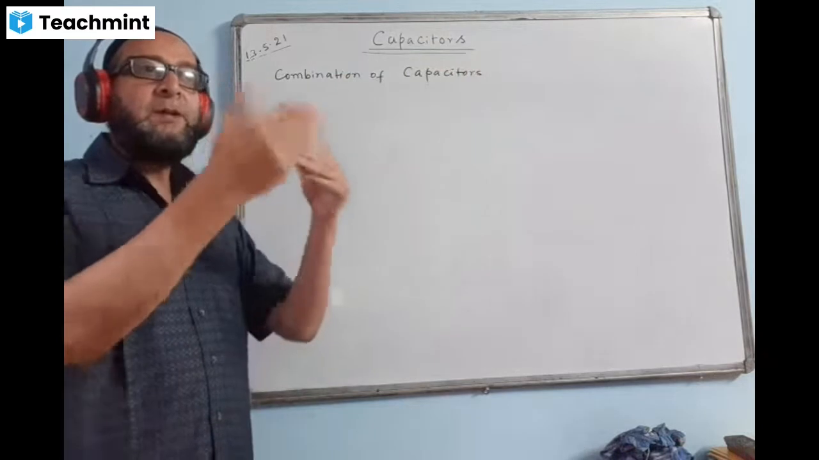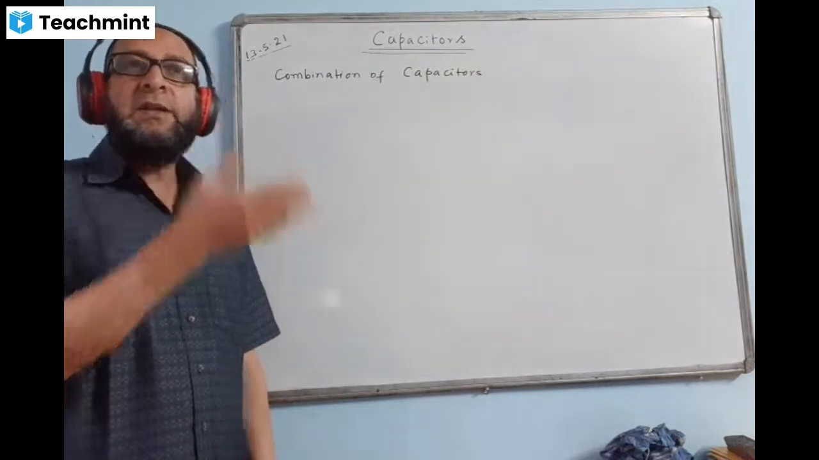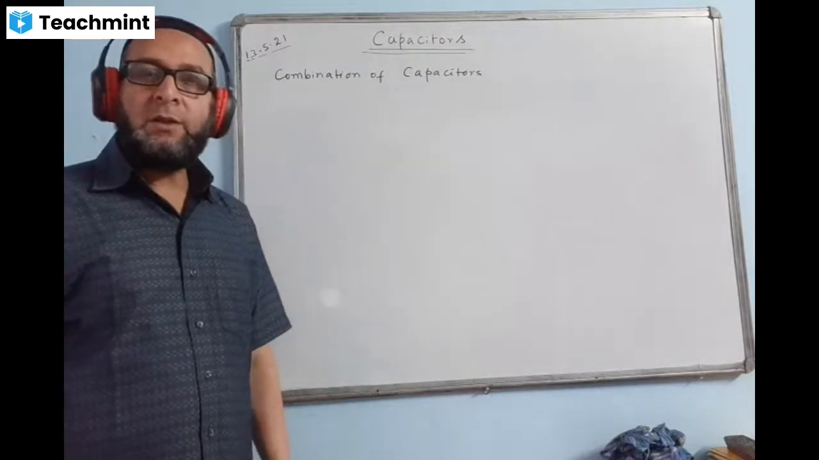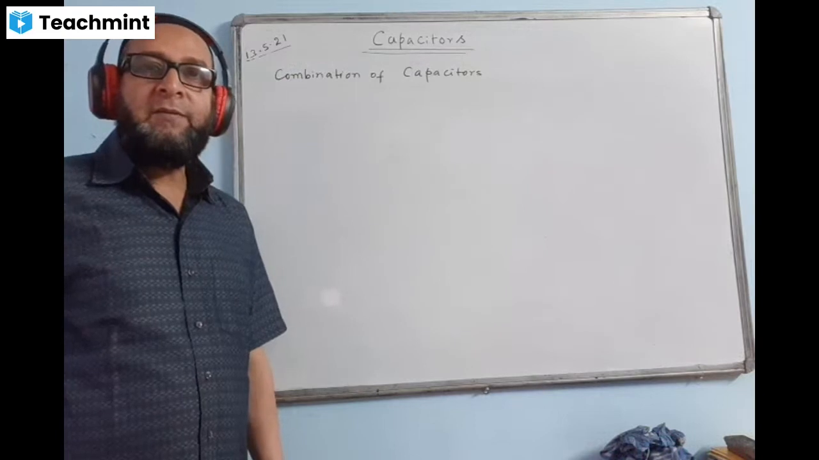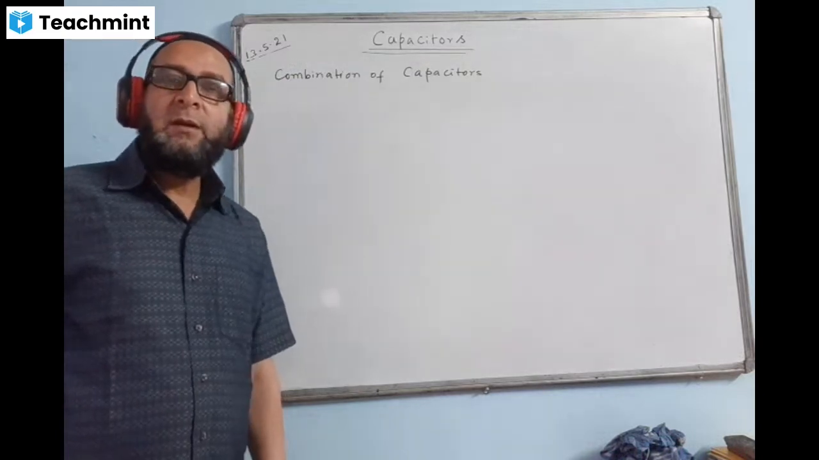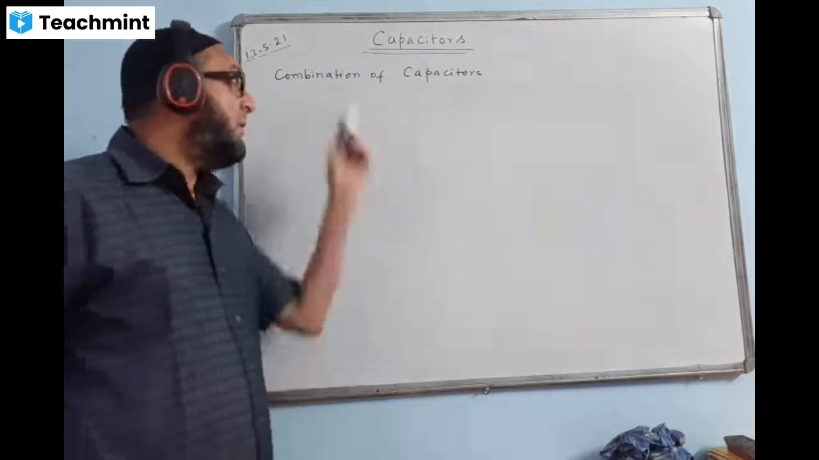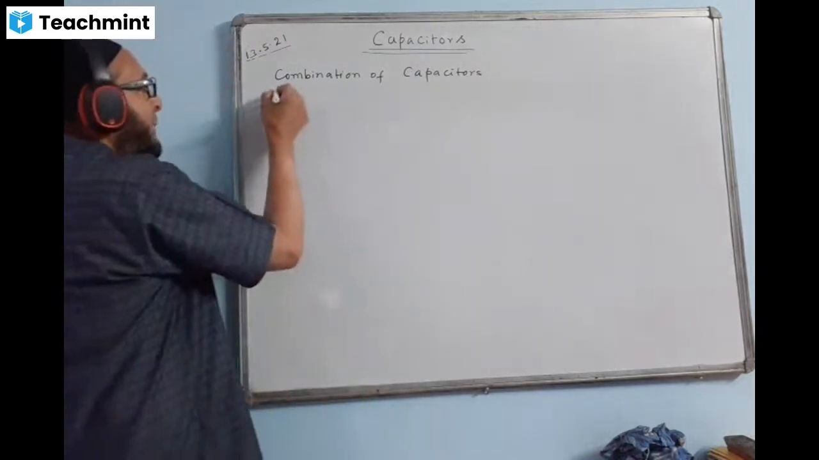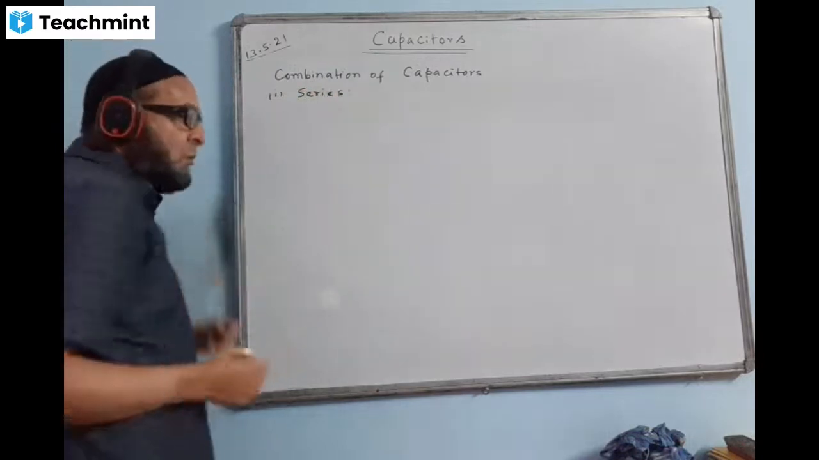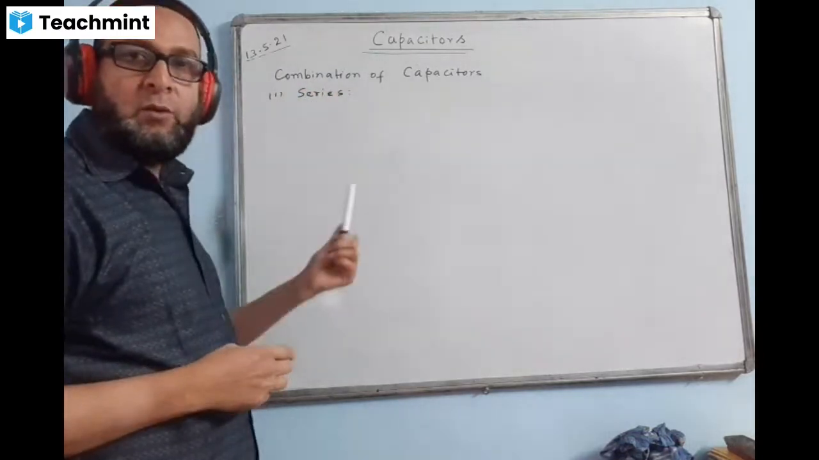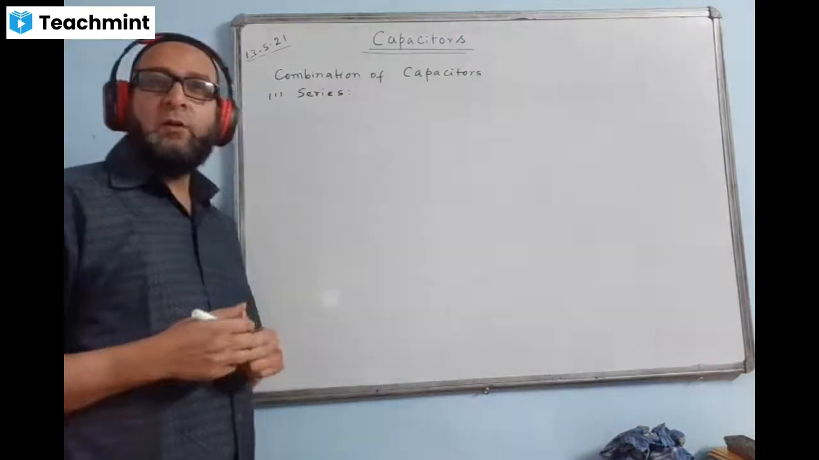We have various capacitors, and we are joining them in series and in parallel. So there are two types of combinations: series combination and parallel combination. Like resistance, we have series as well as parallel combination, which we had done in class 10. In a similar way, we have combination of capacitors. The first one is called series combination of capacitors.